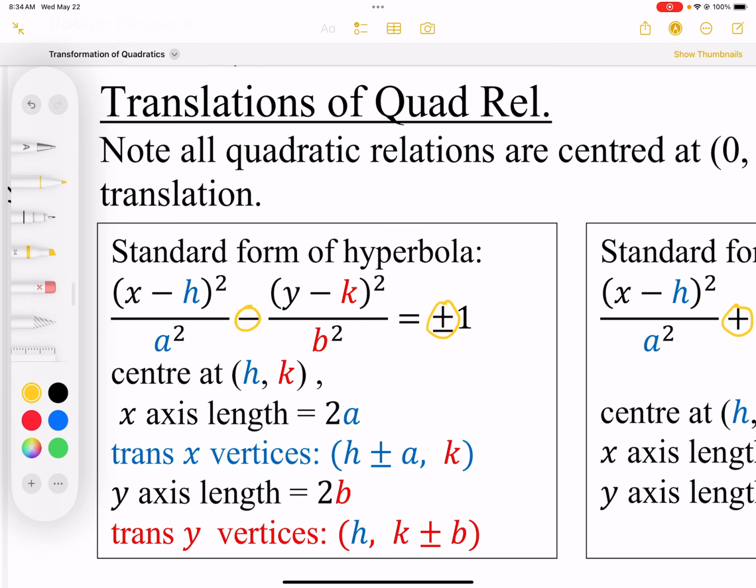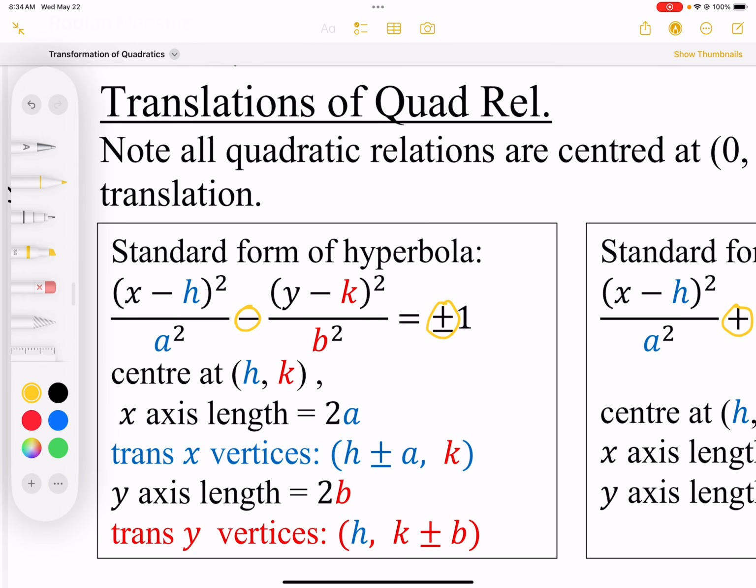If the vertices are along y, then the vertices have a distance of 2b. So we go b up from the center, and b down from the center. So we have these expressions that we can use for the vertices of the transverse x or y vertices. With the standard form of the ellipse, the vertices are going to be the same.